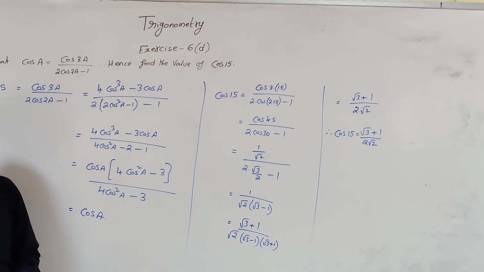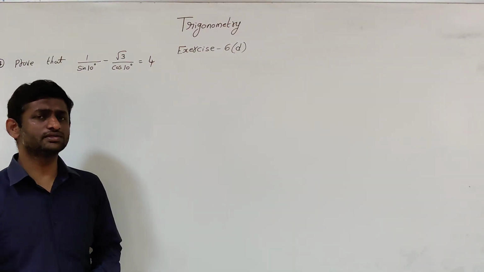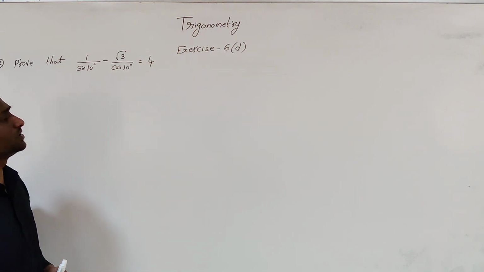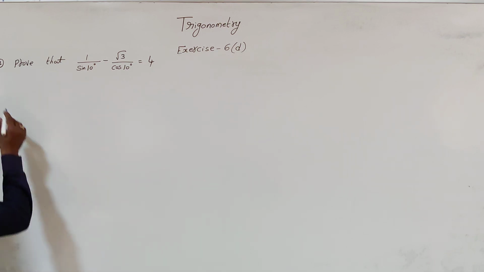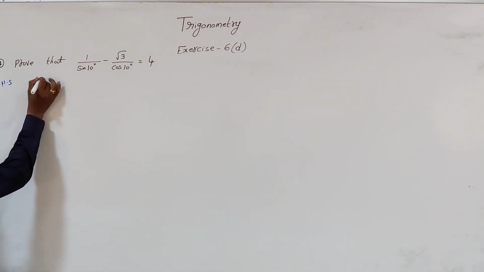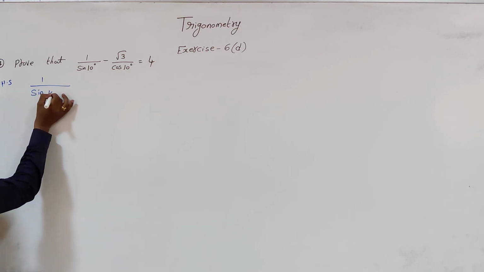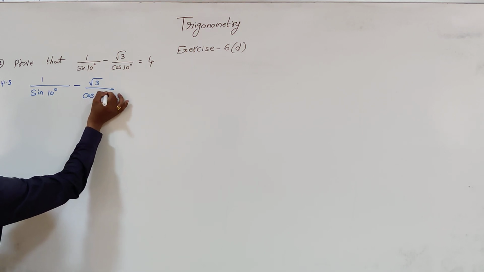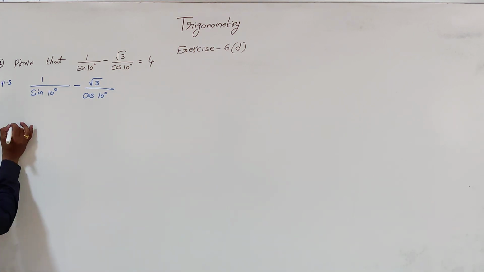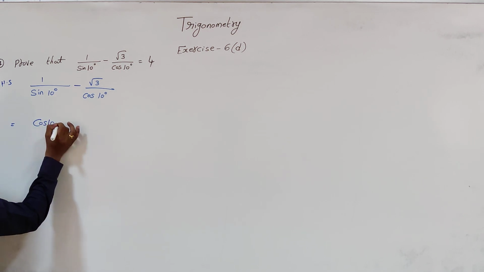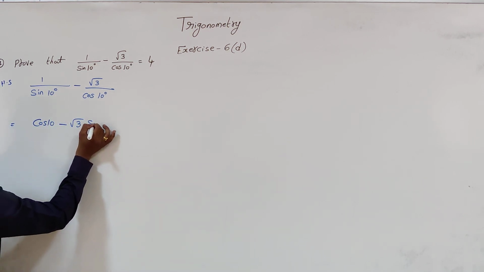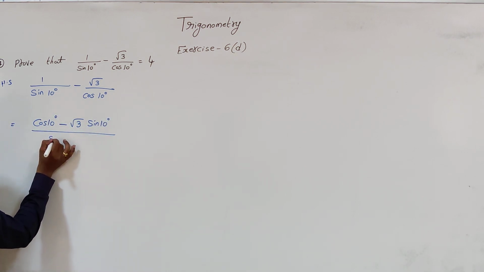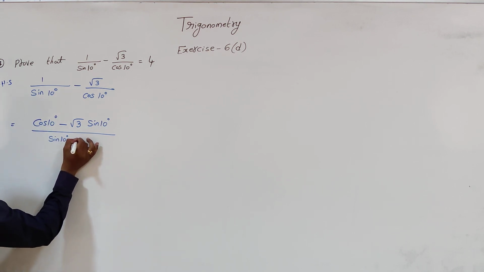That is the result. Next problem is prove that 1 by sin 10 degrees minus root 3 by cos 10 degrees is equal to 4. So we'll take the LHS, that is 1 by sin 10 degrees minus root 3 by cos 10 degrees. Take the LCM, it will be cos 10 minus root 3 sin 10 by sin 10 degrees into cos 10 degrees.